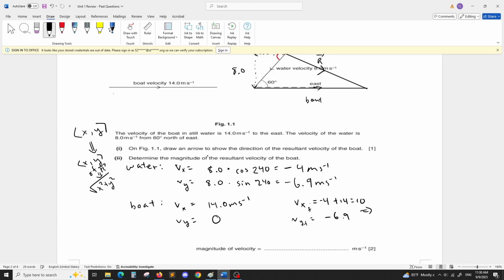And then after that, we do a Pythagorean theorem to get the magnitude, which is 6.9 squared. That's calculator. No.